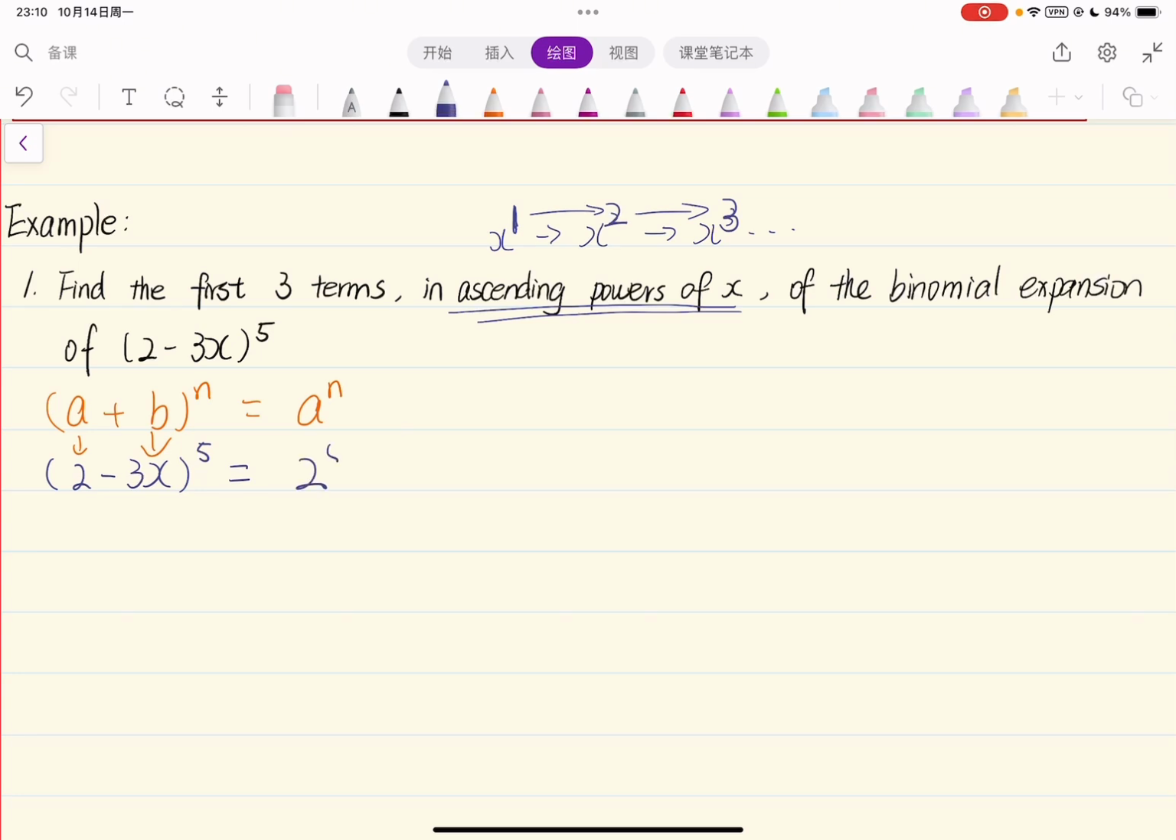So 2 to the power of 5. And then we have n choose 1 times a to the power of n − 1 times b. We write that down, plus, n is 5, so 5 choose 1 times 2 to the power of 5 − 1, that is to the power of 4, and b is −3x.